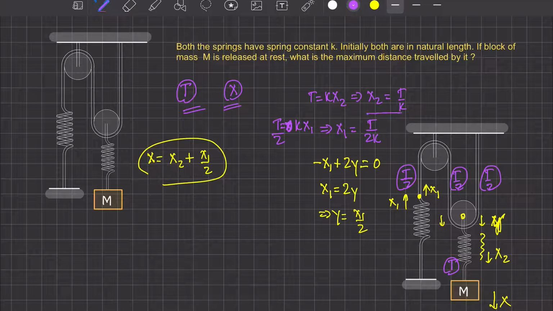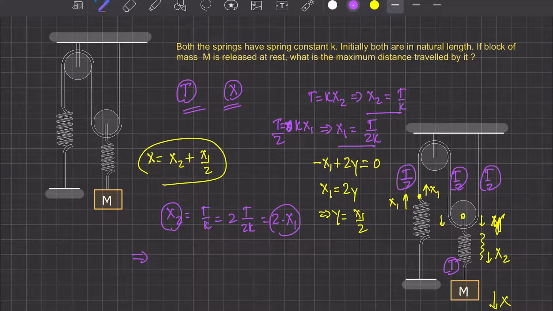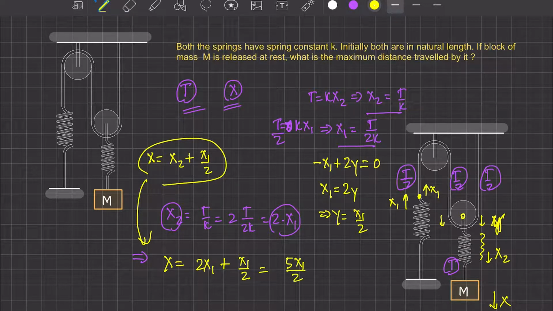Now comparing x2 and x1, x2, which equals T by K, we can write as 2 into T by 2K. That means 2 into x1. So x2 equals 2x1. This is the relation we know now. Let's apply this here. In this equation, x equals x2, which is 2x1, plus x1 by 2, which is 5x1 by 2. We got the value of x, right?